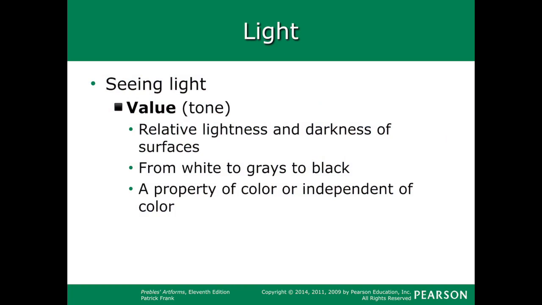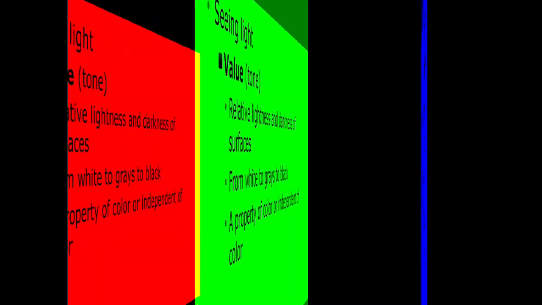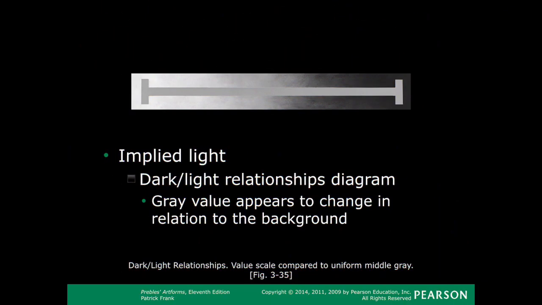When we say the word value when it comes to art, we're actually talking about the amount of lightness and darkness. You can think of it as the whites to grays to black. Sometimes there is a property of color, or the tone itself is independent of a color.